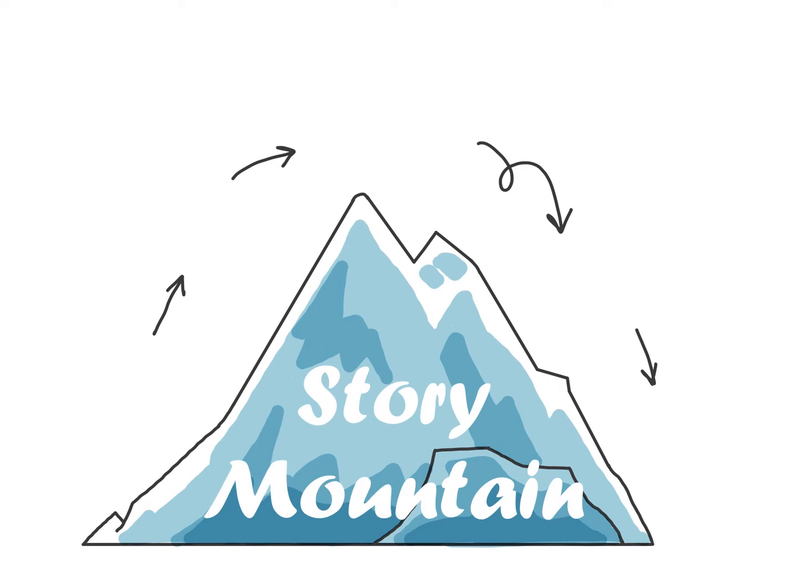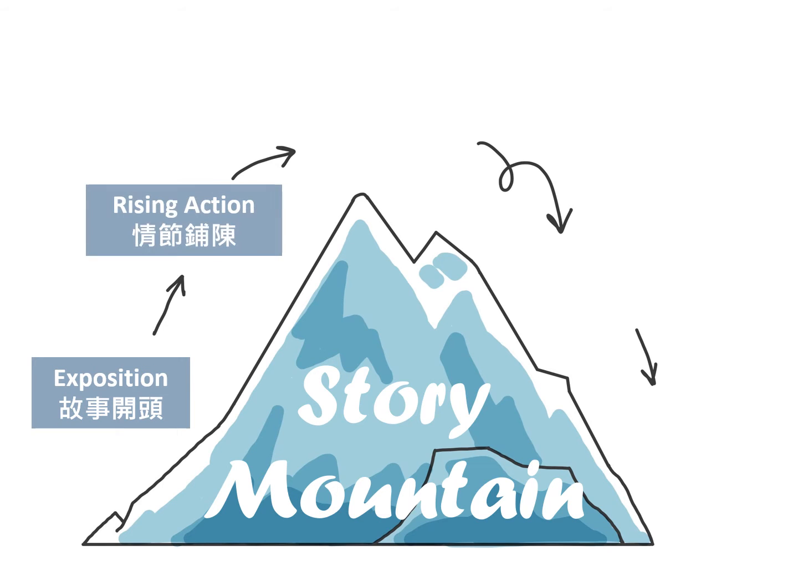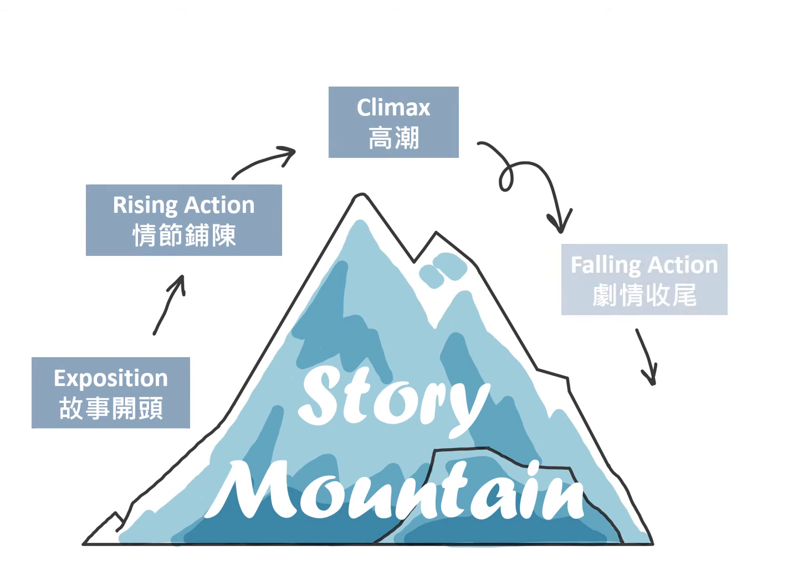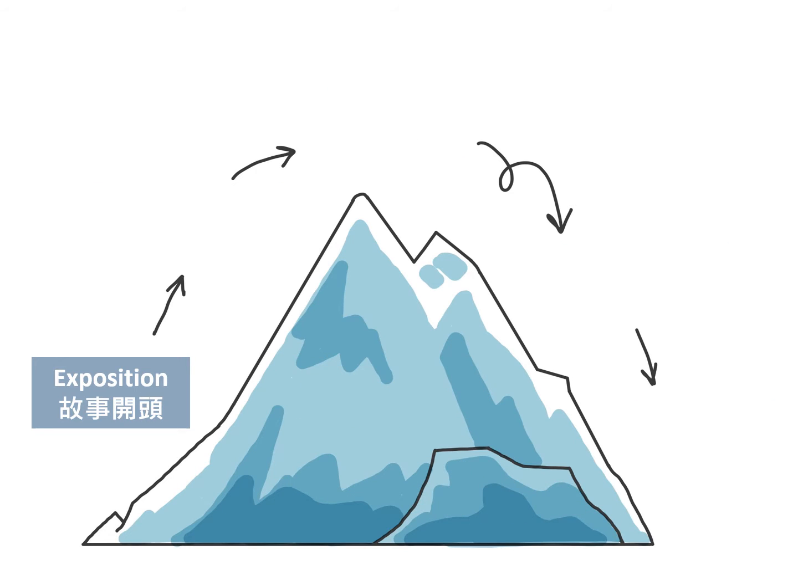This is a story mountain. Every story is like a mountain, which contains its exposition, rising action, climax, falling action, and finally resolution. Today, we're going to learn about the exposition of a story.